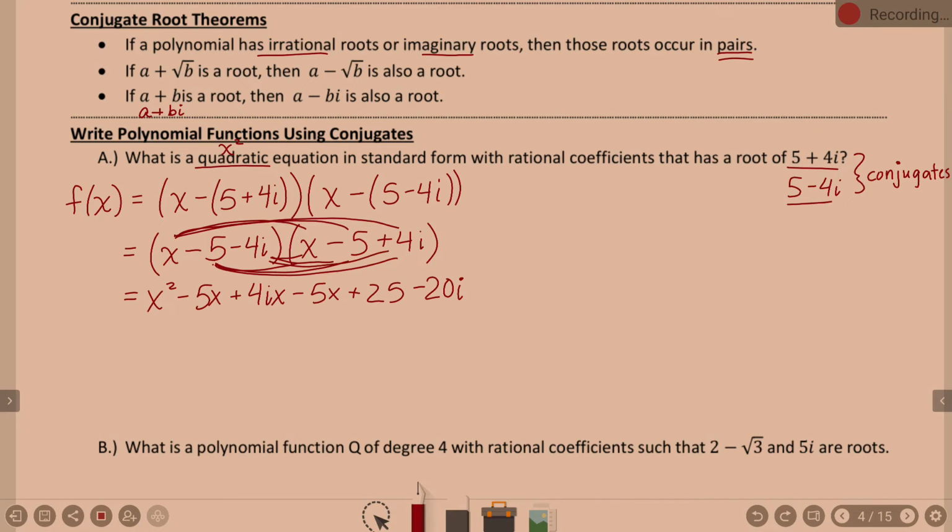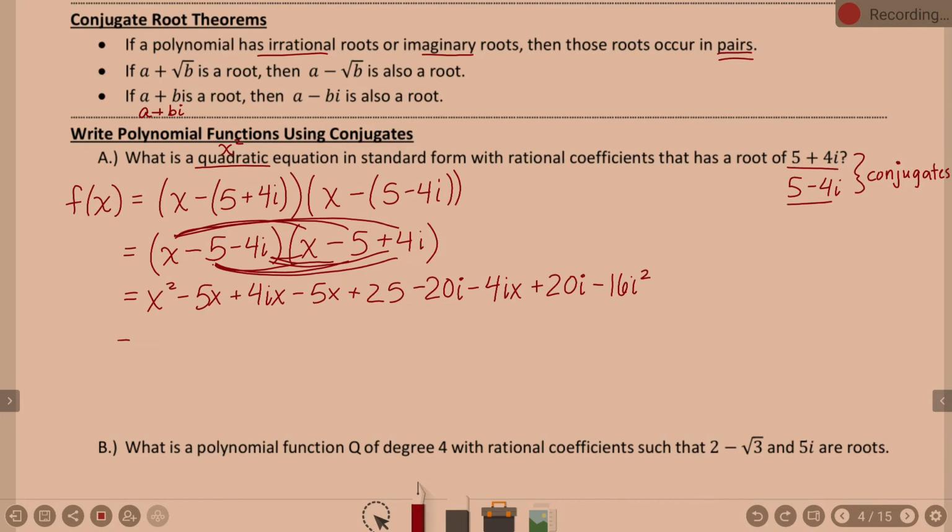Negative 4i times x, minus 4ix. Minus 4i times minus 5, plus 20i. And minus 4i times plus 4i, minus 16i squared. Folks, that line right there is where your mistakes are going to happen, isn't it? Okay, you just have to be very careful. We're going to make mistakes. Be very careful. Have a lot of patience with yourself.